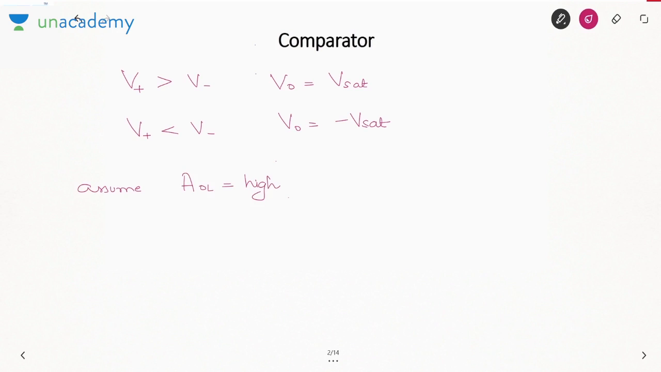Why am I assuming open loop gain is high? Because even the smallest difference in the two inputs will lead to saturation of the op-amp. So even if you change the input slightly, that is, if there is a small difference between V in 1 and V in 2, the output will saturate.